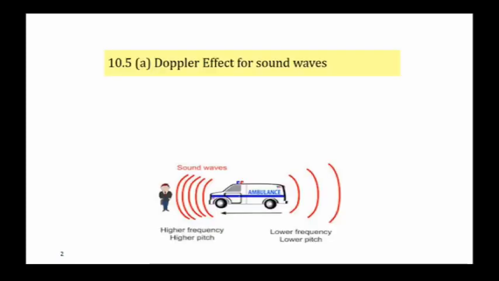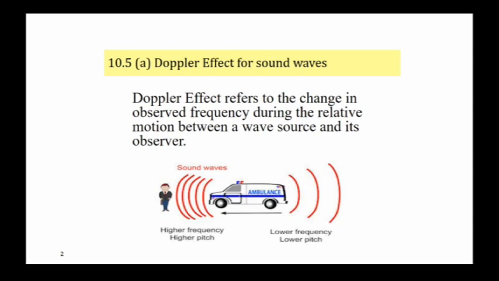What is the Doppler effect? In 1842, an Austrian physicist by the name of J.C. Doppler proposed the Doppler effect. According to him, the Doppler effect is a phenomenon observed whenever a source of waves is moving with respect to an observer. In other words, the Doppler effect refers to the change in observed frequency during the relative motion between a wave source and its observer.